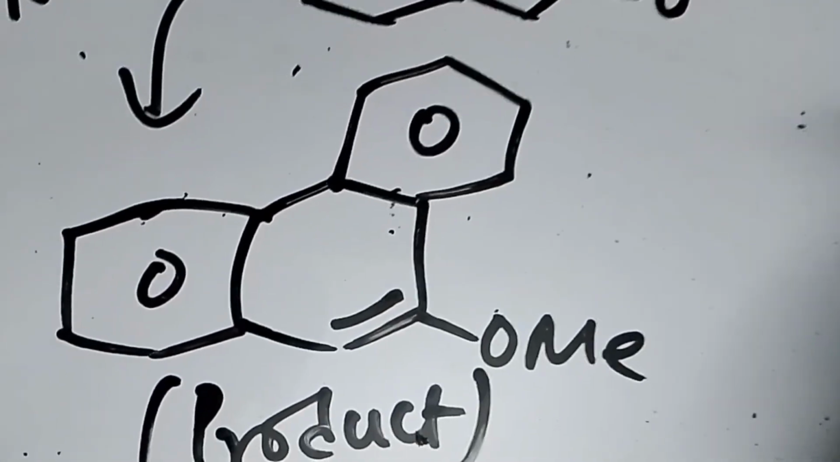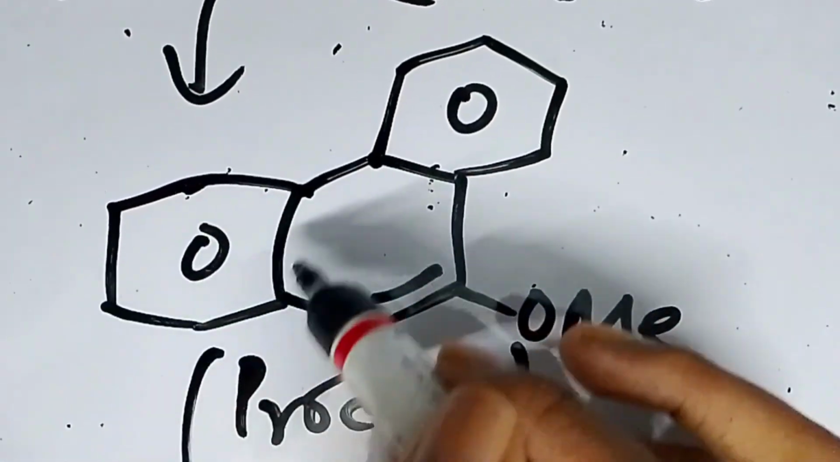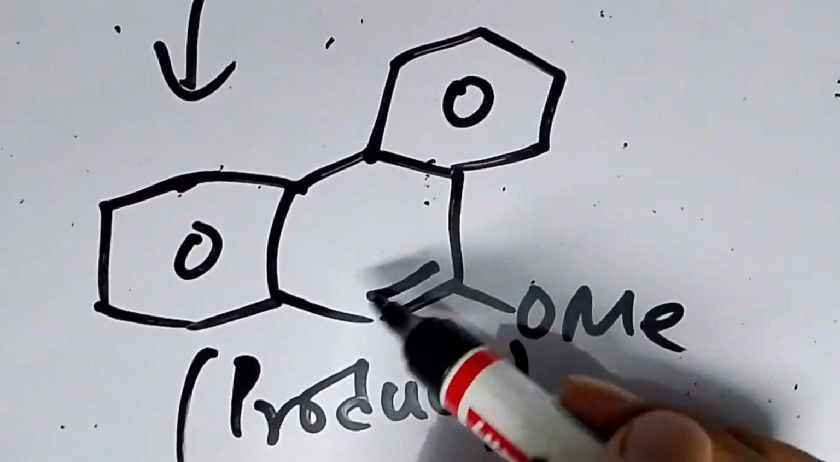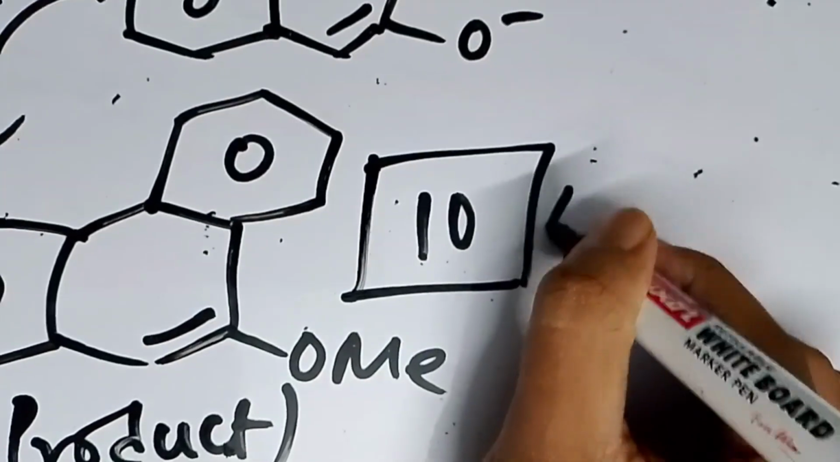And the question asks for the degree of unsaturation of the final product. So we get benzene's degree of unsaturation is 4, plus 4, that is 8. This is a ring, so 1, that makes 9, and a double bond, so 10. So the answer of this question will be 10.